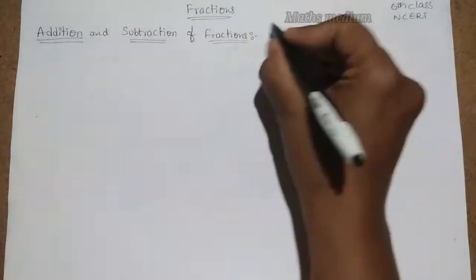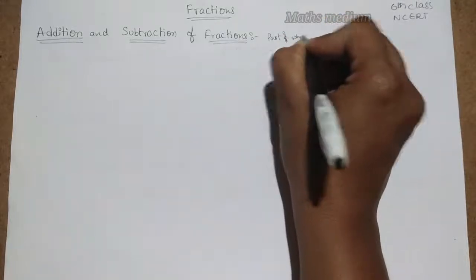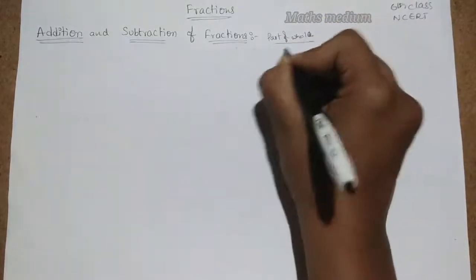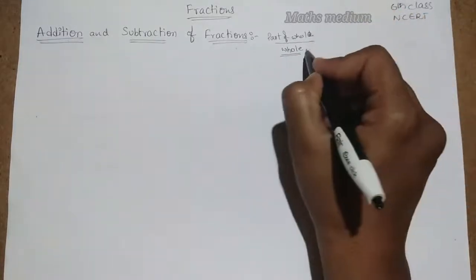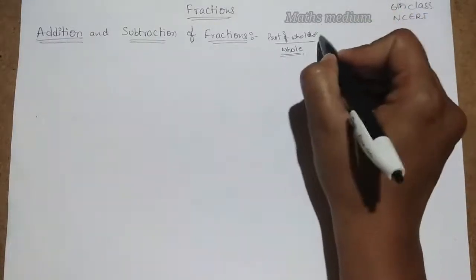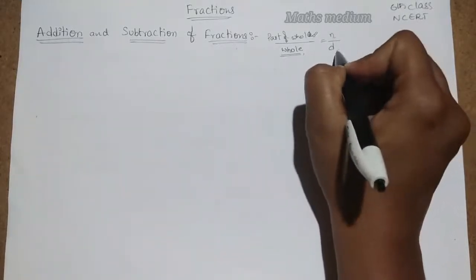So we know generally a fraction is nothing but part of a whole divided by the whole. The whole determines the denominator, and the part of the whole we call the numerator. Let it be n by d, numerator and denominator.